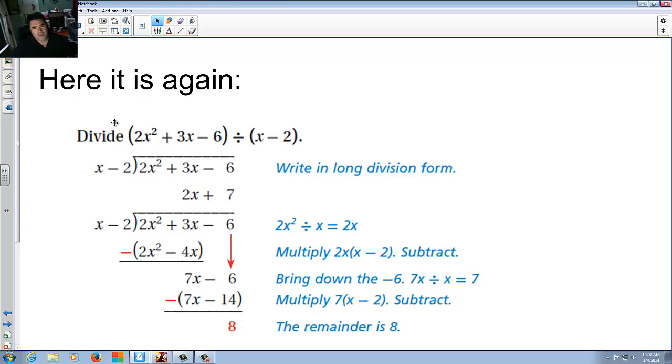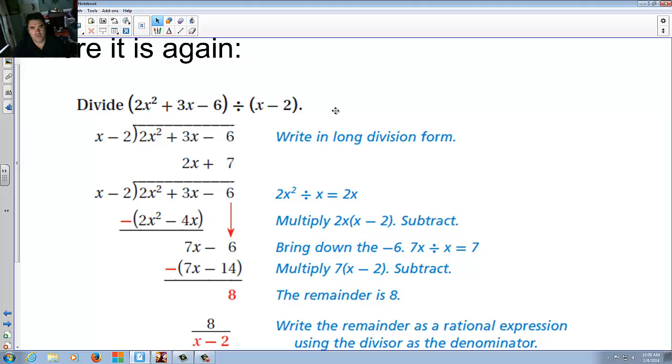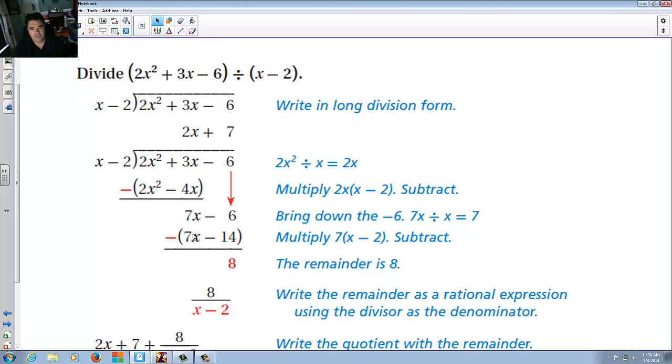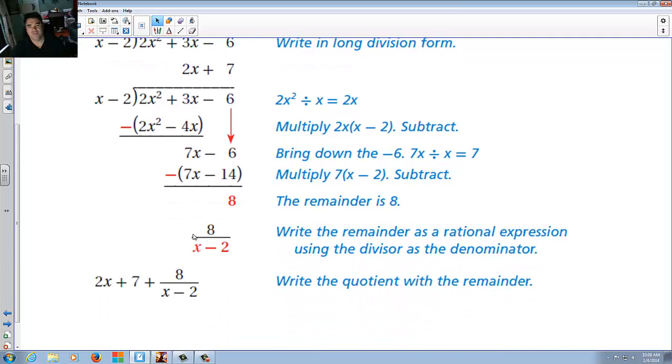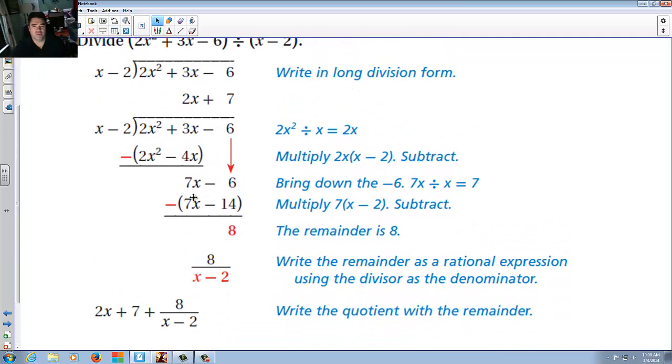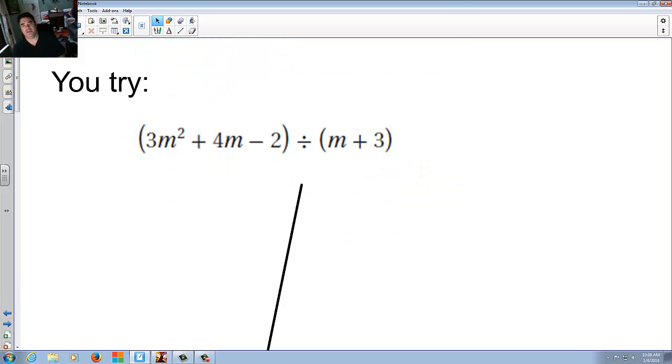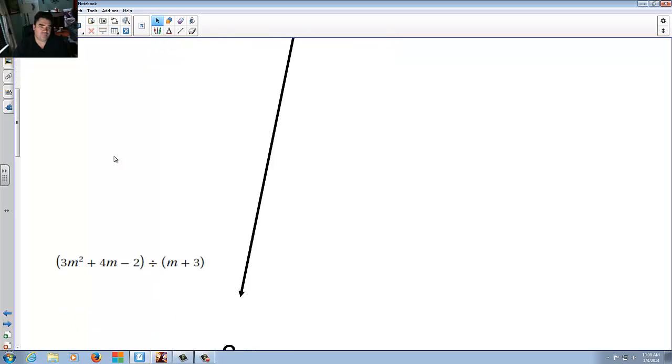Here it is again. Divide 2x squared plus 3x minus 6 divided by x minus 2. I'll just walk you through it. Basically, they just did the same thing again. 2x times x, and then you get that, and times 7 times this. Basically, it's the same problem we just did, but you can follow with the book's example if it helps you. You can pause and look at it if you want. Alright, moving on. You try, go ahead. See how you did.